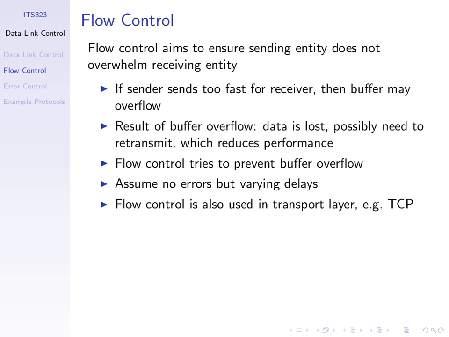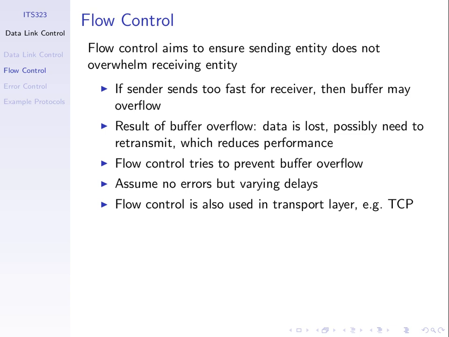So, flow control aims to ensure the sender does not overflow or overwhelm the receiver. If the sender sends too fast, then the buffer, the memory at the receiver, can overflow, it becomes full, and we cannot store anything else. The result is buffer overflow at the receiver. Data is lost. Losing data is bad because it becomes inefficient in the data transfer. So we possibly need to retransmit, and we'll see later if we need to retransmit, we'll reduce the performance of the system. So we want to avoid data loss. Hence, we implement some flow control mechanism which tries to prevent this buffer overflow, prevent any loss of data.